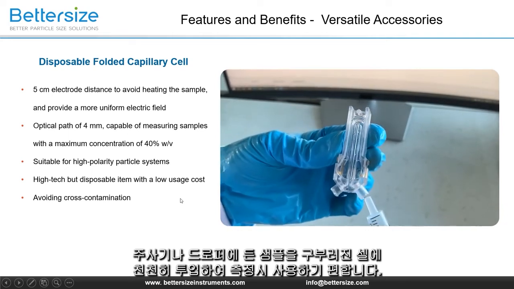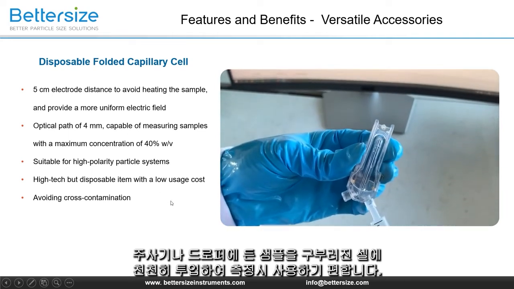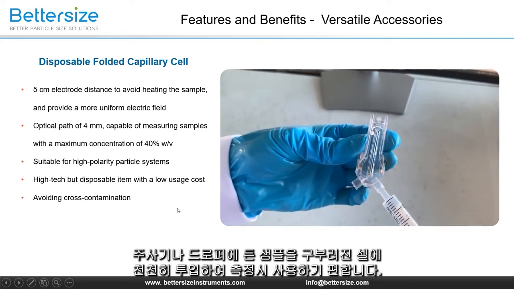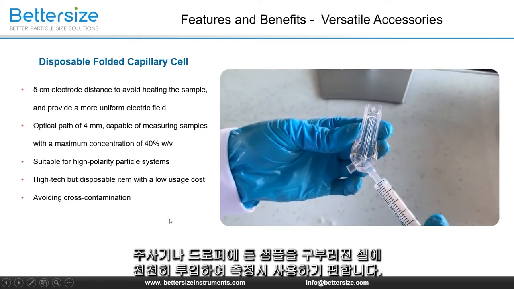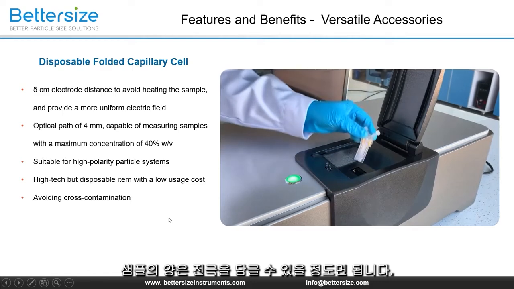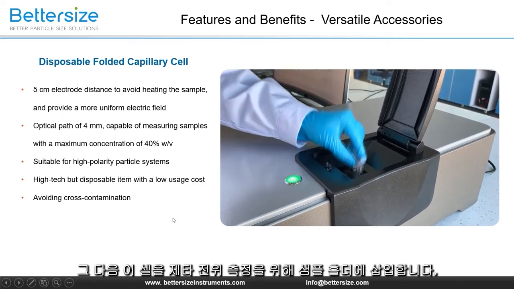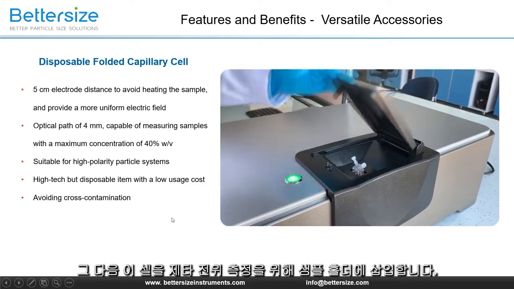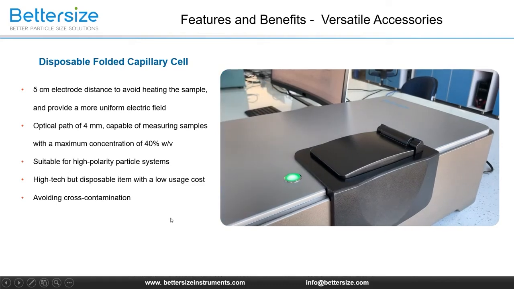It's easy to use. When we are performing a measurement, slowly add the sample from a syringe or dropper into the folded cell. The amount of sample should just immerse the electrodes, and then insert the cell into the sample holder for Zeta potential test.